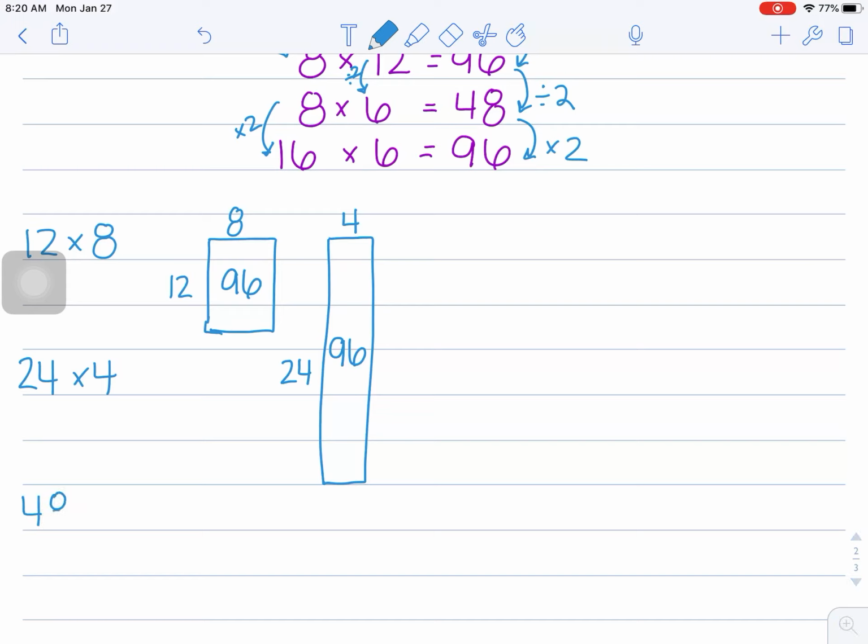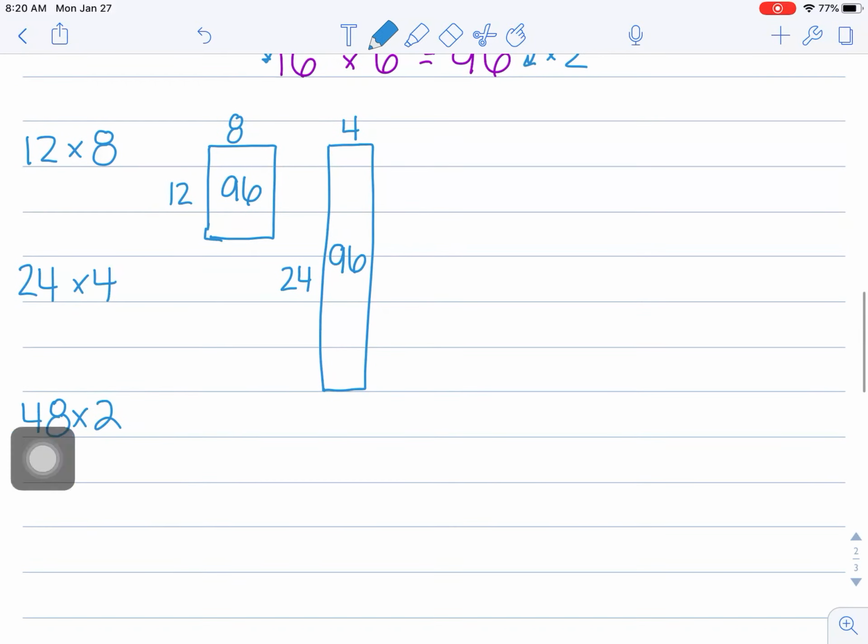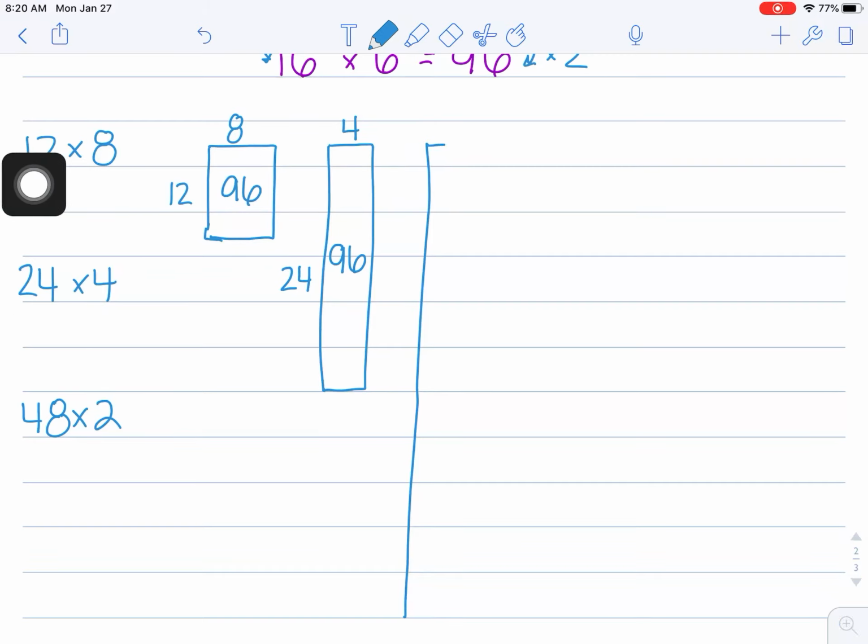Let's do 48 times, what do you think I'm going to multiply by? So look what's happening here. 12 doubles, 8 is halved. 24 is doubled, 4 should be halved, right? 48 times 2. So now this side of my array should be twice as long, right? And this side of my array should be half as wide, right? So now I have 48 times 2, which is 96, okay?